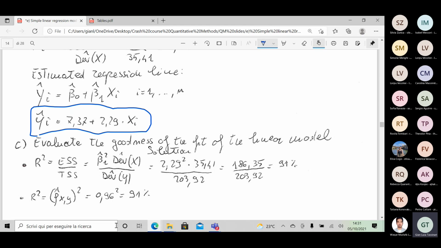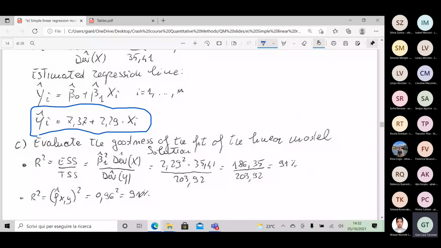So which is the explanation of this result? This is a measure of the goodness of the fit of our model to the data. In particular, this means that 91% of the variability of the sales in the 20 stores analyzed can be explained by its linear dependence on the advertising expenses.